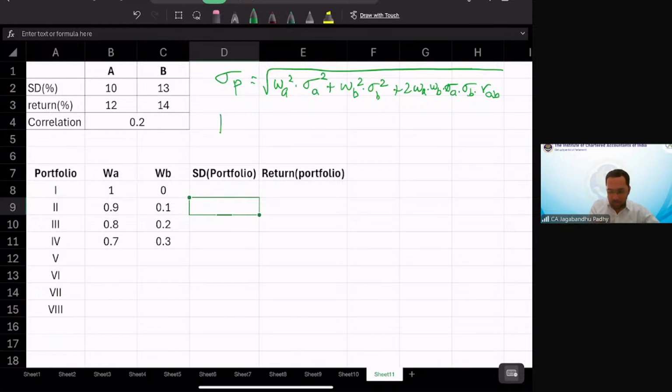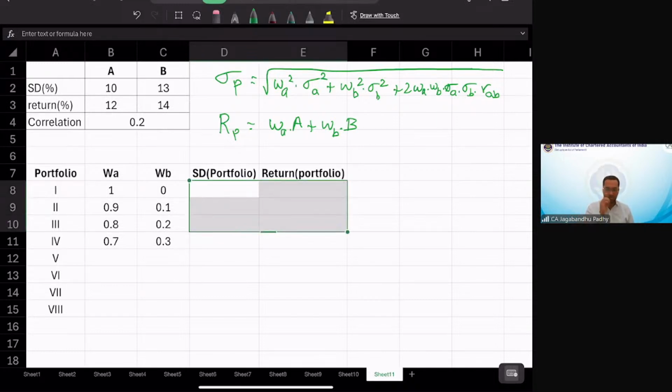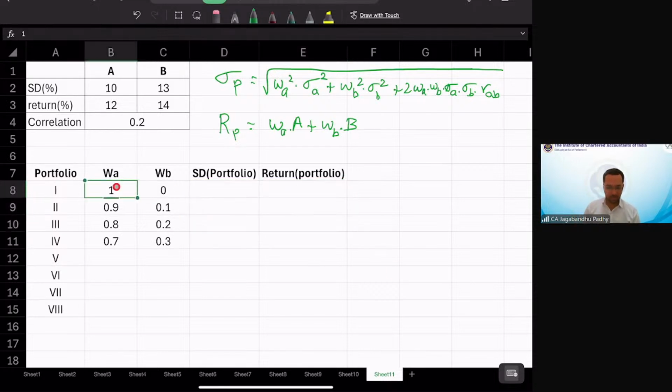And how do we get the return of our portfolio? Return of portfolio will be weight of A into return of A plus weight of B into return of B. You can calculate that, right? Correct, guys? So can you just calculate the initial numbers, because the rest of the values I can just drag easily, but I just want you guys to practice a bit of this formula. We have the weightage of A, weightage of B, standard deviation of A, standard deviation of B, and the returns along with the correlation between them.